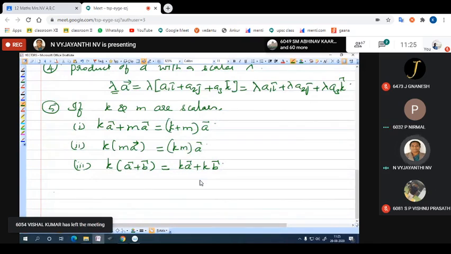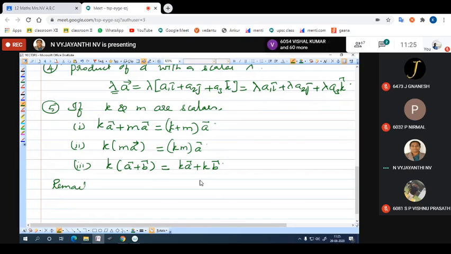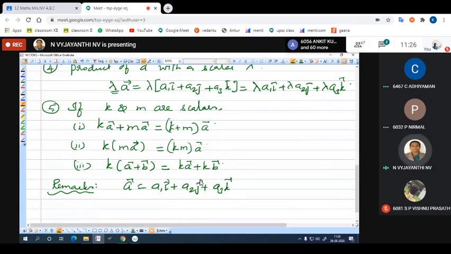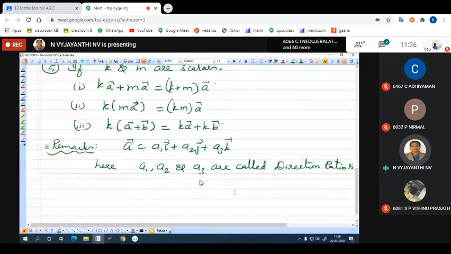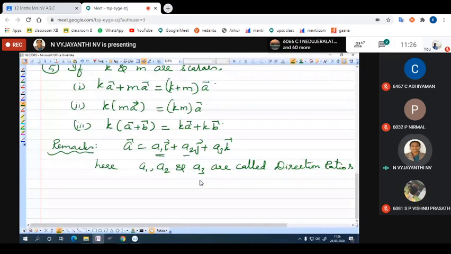Here we have written a vector as a1 i plus a2 j plus a3 k, no? What are these a1, a2, a3? a1, a2 and a3 are called direction ratios. I told you that we will be discussing direction ratios and direction cosines in the next class. But now let us have an introduction about direction ratios. These components will be called direction ratios in general.